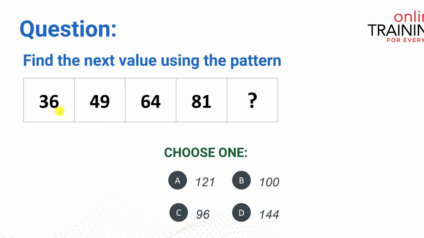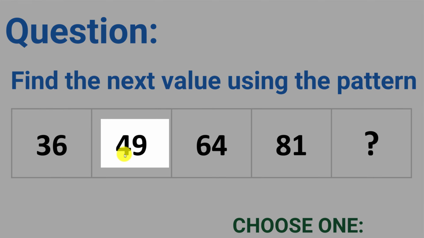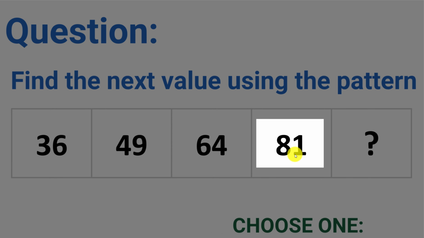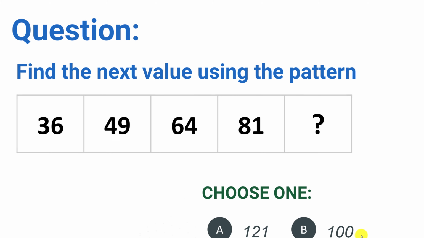Let's see if we can nail the answer. If you look closely, you see that there is a square pattern here. 6 by 6 is 36. 7 by 7 is 49. 8 by 8, 64. 9 by 9 is 81. Can you guess the next one? 10 by 10 is an equivalent of 100.